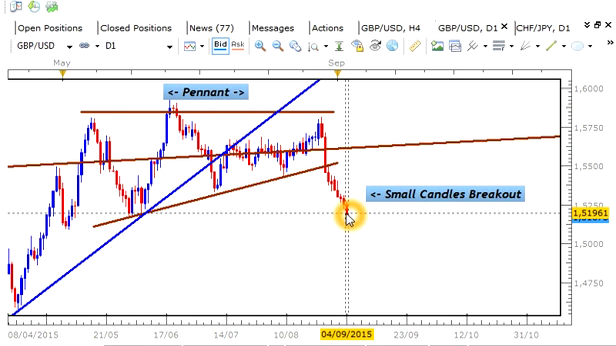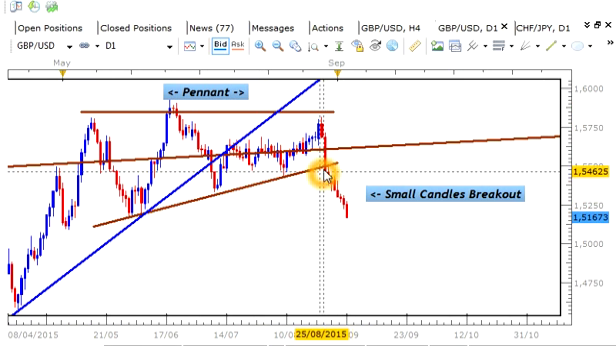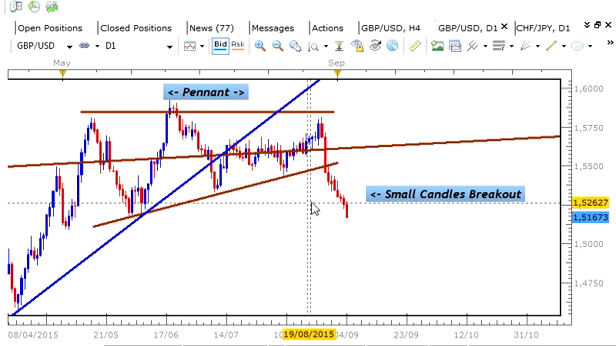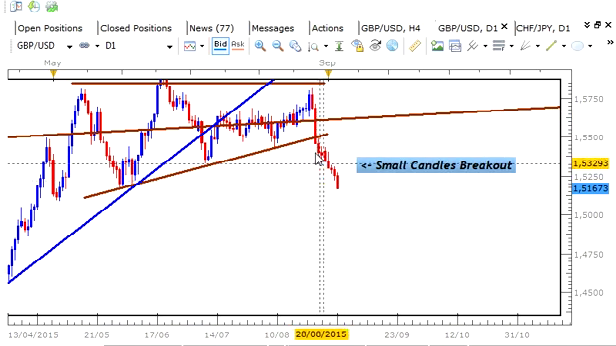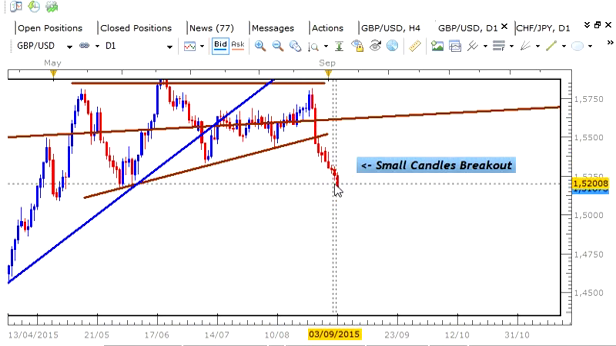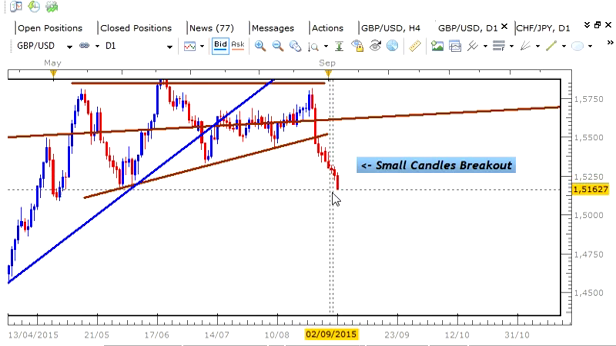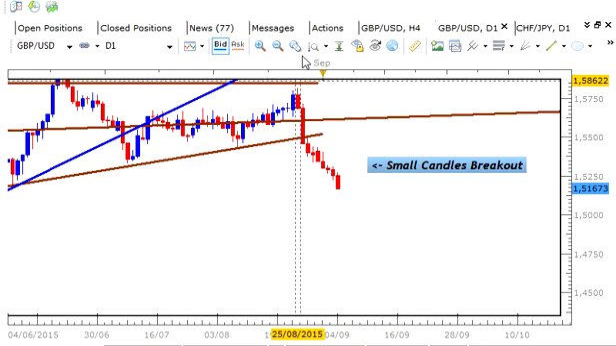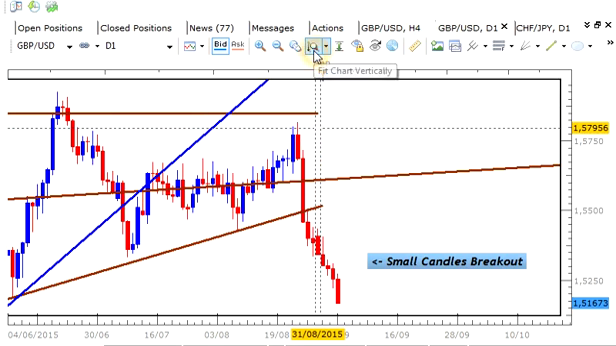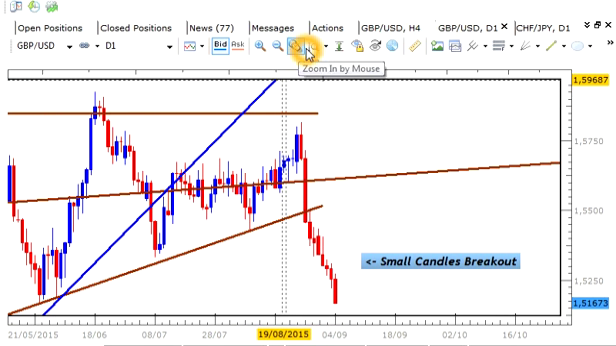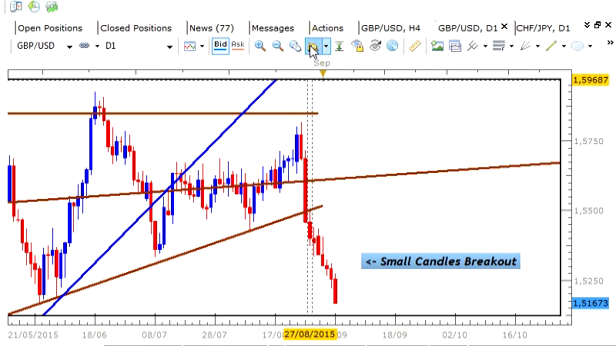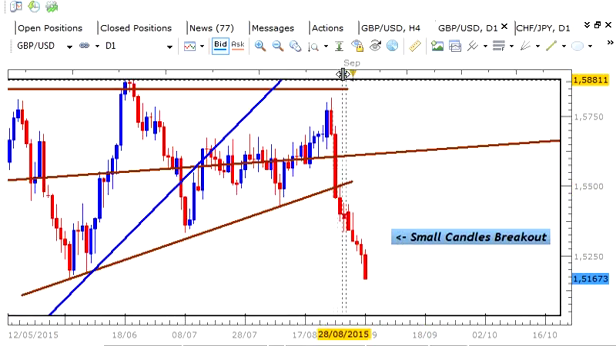Taking a look at the pound US dollar, here we see that the breakout from this pennant setup has been taking place bearish, and today we actually see that the market created this stronger bearish signal, bearish candle that indicates that we're definitely continuing lower in favor of the US dollar.